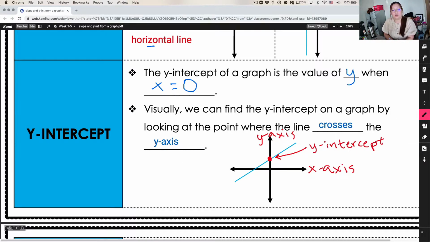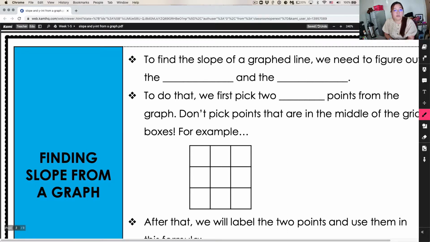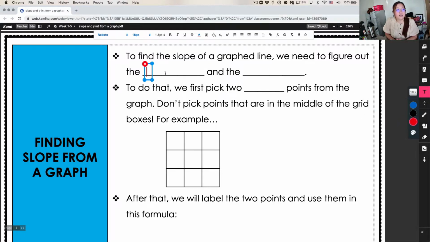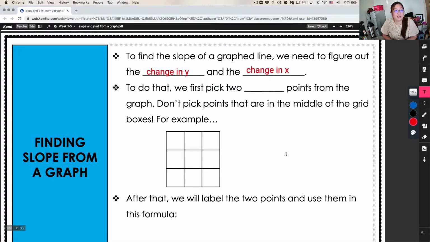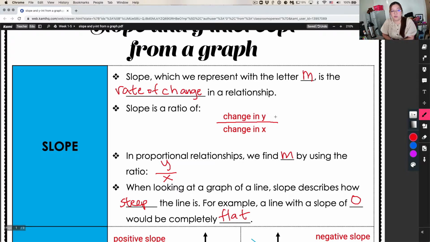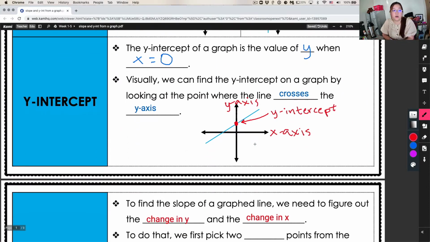Okay, well, finding slope from the graph is a little bit more complicated. To find the slope of a graphed line, we need to figure out the change in y and the change in x. Remember all the way back on the first page where I said slope is the ratio of the change in y over the change in x? That's why we need to figure out what those are so we can find the slope.